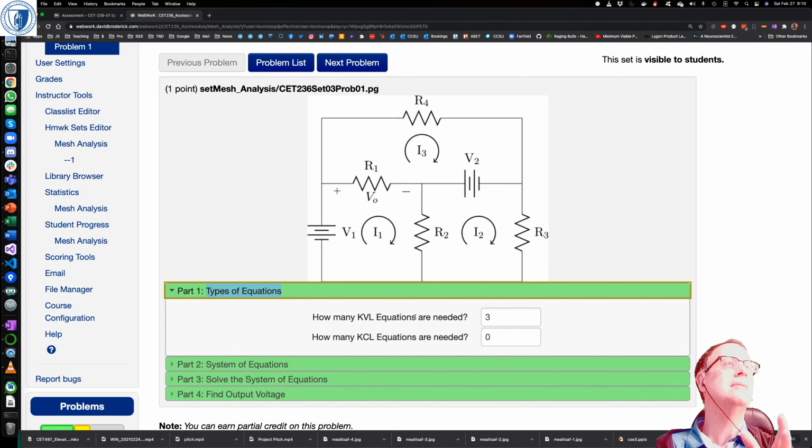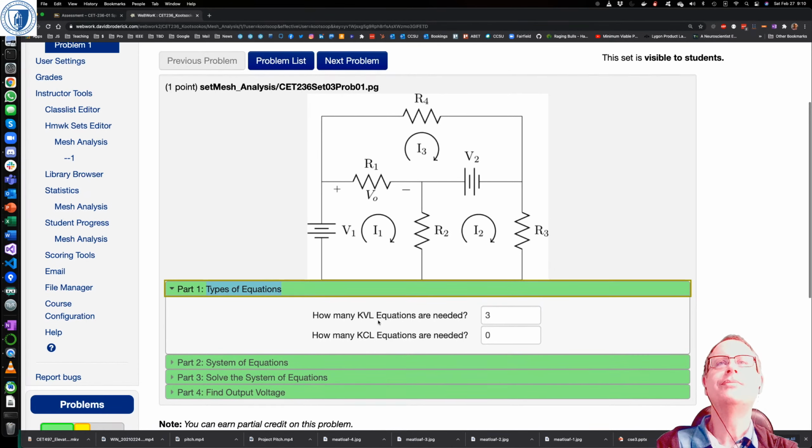If you remember, towards the end of last week's talk, we talked about super meshes. And when there's a super mesh requirement to analyze the circuit, then you've got to use a KCL equation rather than a KVL, but one of the KVL equations that you would normally think about turns into a Kirchhoff's current law equation. But I'll talk through that.